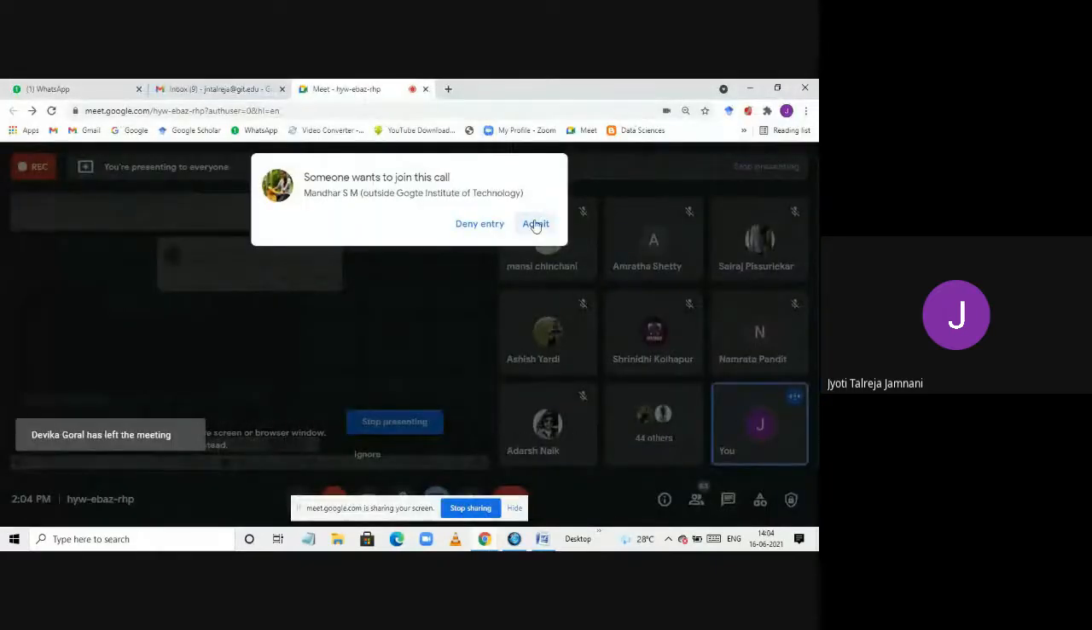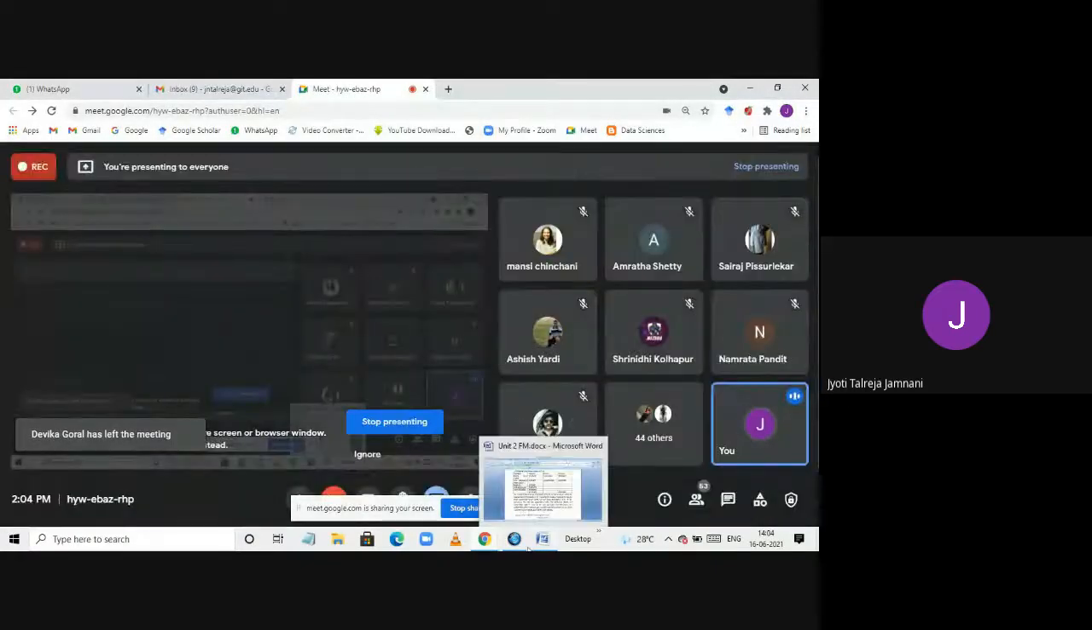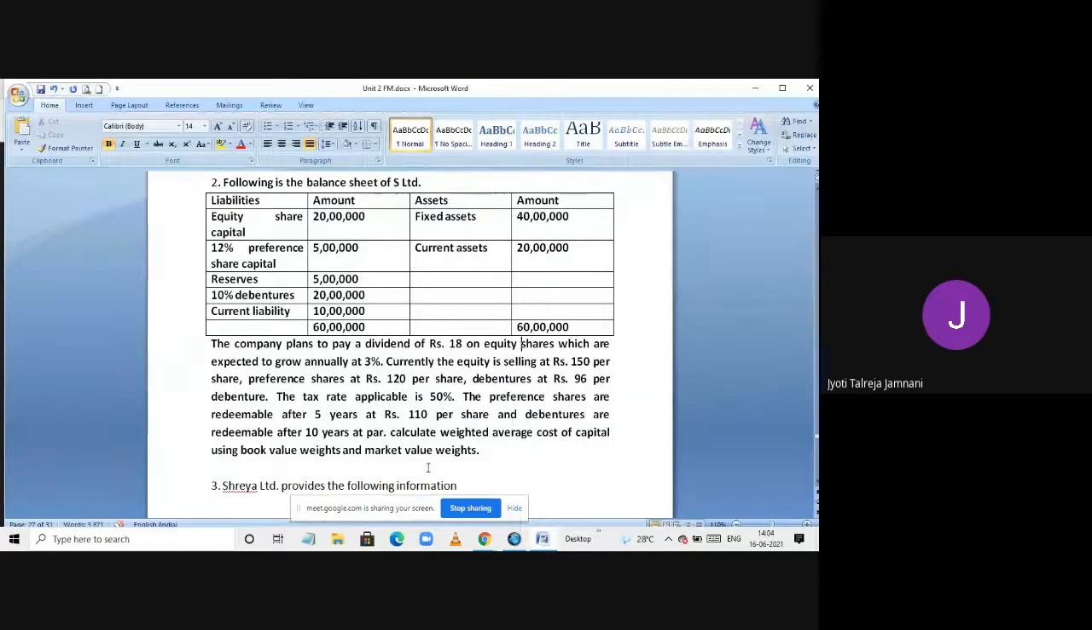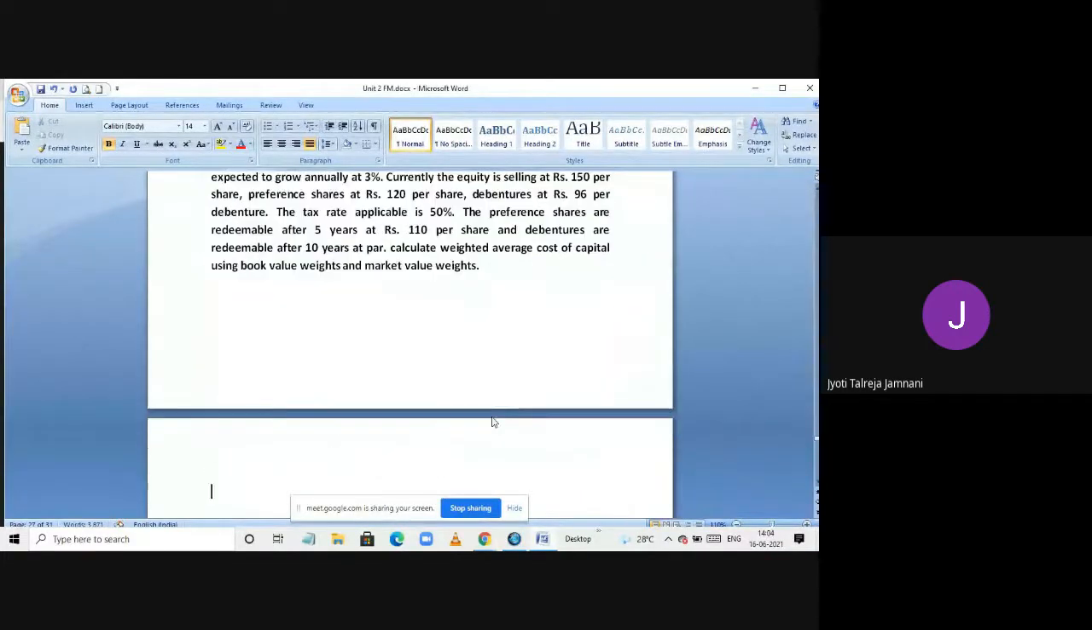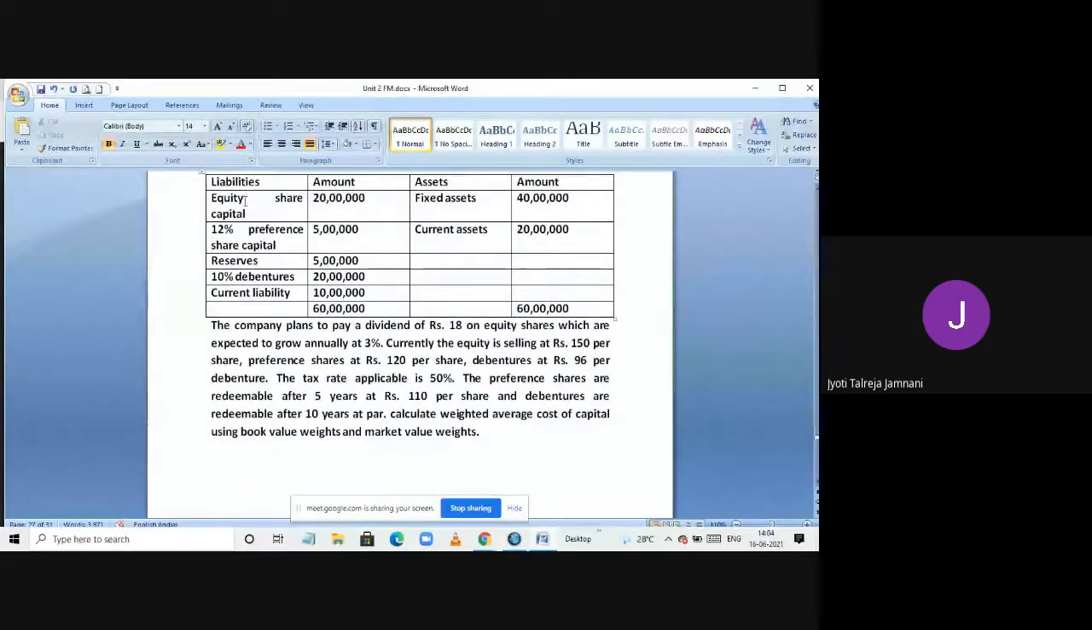We are interested in the liability side because we're finding the cost of capital and the capital comes on the liability side. Okay, so first we'll have to see what all information is given and find the individual cost. Here there is equity, so we have to find cost of equity. Then preference shares, we have to find cost of preference shares. For reserves, we have to find cost of retained earnings. And for debentures, we have to find the cost of debt. So we will see what all is given and accordingly start finding it.